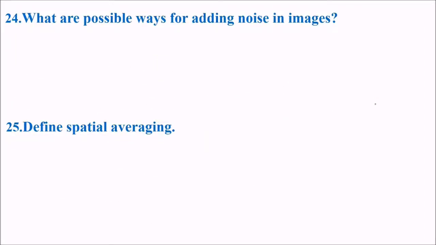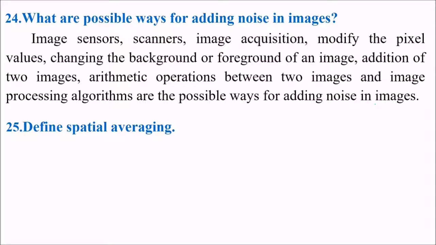What are the possible ways of adding noise in images? How can you add the noise in images? What are the ways? First, the image sensor will itself add the noise. Scanners, acquisition, modifying the pixel values, changing the background or foreground of an image, addition of two images, arithmetic operation between two images, and image processing algorithms. There are other possible ways of adding noise in images. Define spatial averaging.